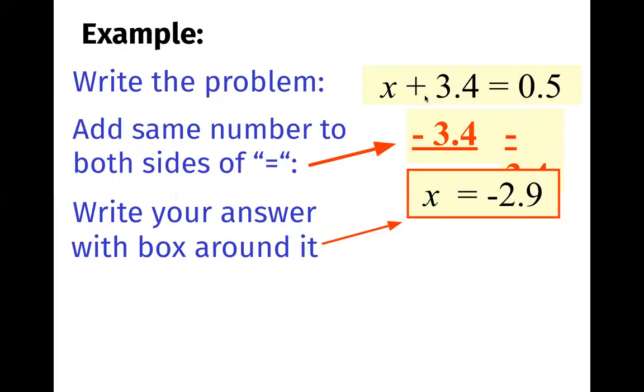For example, once again, we have x plus 3.4 equals 0.5. We can see here that 3.4 is keeping x from being by itself and that it's being added. So you would just subtract 3.4 from both sides. And the 3.4 here cancels. Subtract 3.4 on the right side. And 0.5 minus 3.4 equals negative 2.9. x is finally all alone. So this is our solution.